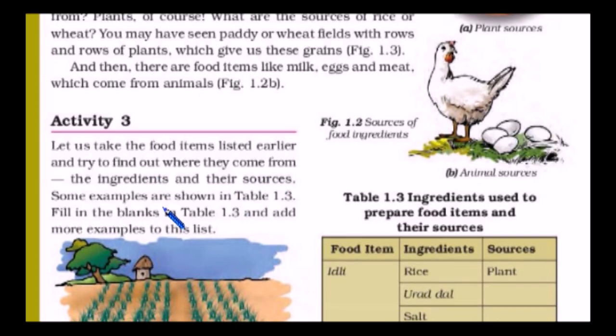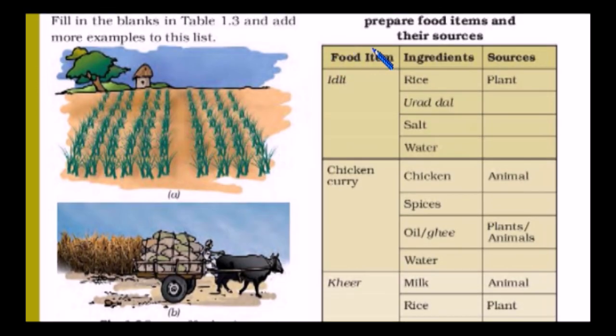What you have to find out, if you are eating some food, we have made a list of foods. So from where are they coming? Is it a plant source or animal source? So children, you have to find out and make the list of it. Some examples are shown in Table 1.3. Example is food item, okay?